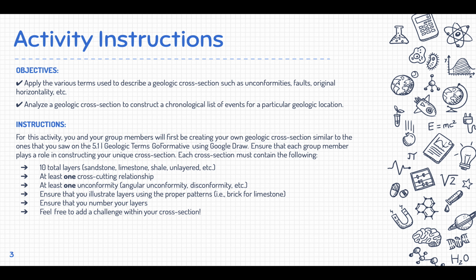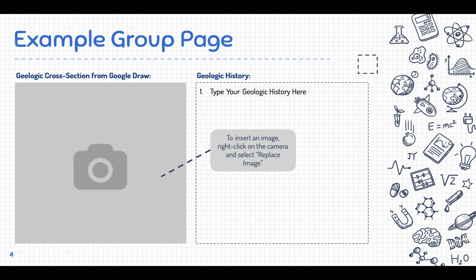Add a challenge, add a little trap in there to make sure that the other groups are analyzing your cross-section correctly. Again, once you finish that, you're going to post that to this presentation, and this is where you're going to be posting it. Each group has been assigned a group page. Each group page consists of two primary things: the cross-section that you created and the geologic history. For the geologic cross-section, that's where you're going to post your image from Google Draw. You can right-click on the box that's already there and hit replace image, and upload the image that you created from Google Draw.